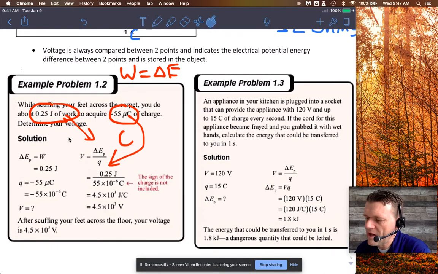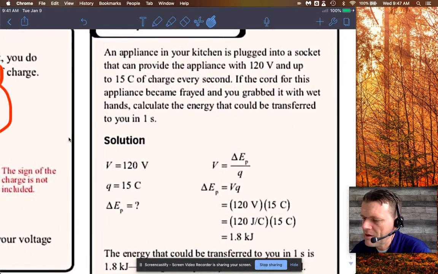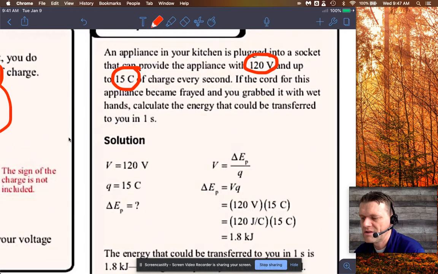So yeah, the second one here, or this 1.3, if you have it, again, the question shows you that you have 120 volts, and it says there's 15 coulombs of charge per second. So that's actually 15 amps. That's actually current. But anyway, in this case, it says how much energy would you experience. So here, we just have to solve for energy. And so you would just multiply both sides by Q.